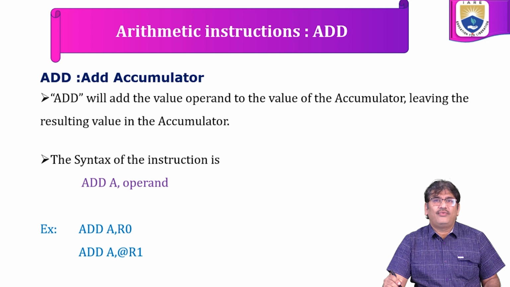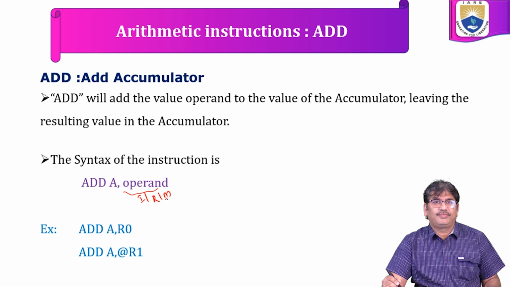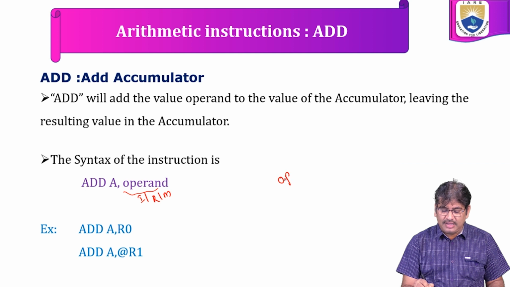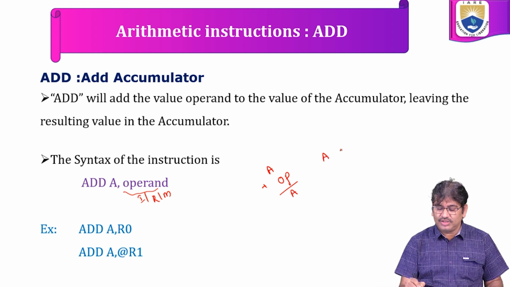ADD will add the value of the operand to the value of the accumulator, leaving the result in the accumulator. The syntax of the instruction is ADD A, operand. Here, the operand can be an immediate data or a register or memory location. So, this instruction will add the contents of the operand with the accumulator contents, and the result will be in the accumulator. We can write the functionality as: accumulator is assigned the accumulator contents plus the operand.